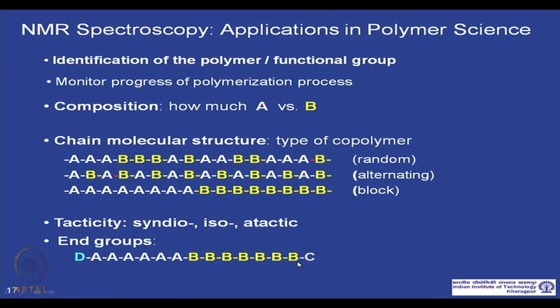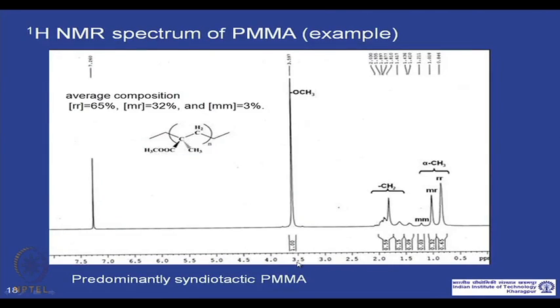Now, let us discuss a few examples. This is a proton NMR spectrum for PMMA. This is one example, one PMMA; not every PMMA made in the lab or in the plant should look like this, but it is one PMMA made in the lab, and this is the proton spectrum of that particular PMMA sample.